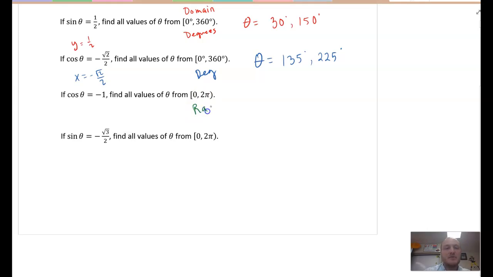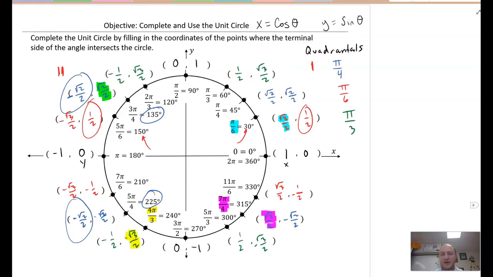Okay, if cosine of theta is -1, find all values of theta from 0 to 2 pi. Now they're giving us radians, so I want my angles to be in radians. Where is cosine of theta -1? So where's my x value -1? I hope you picked up on the 1s and the 0s. They only happen at your quadrantals. Can you say quadrantals? Quadrantals. So where's my x value -1? Hey, that's right here. And what is that angle in radians?